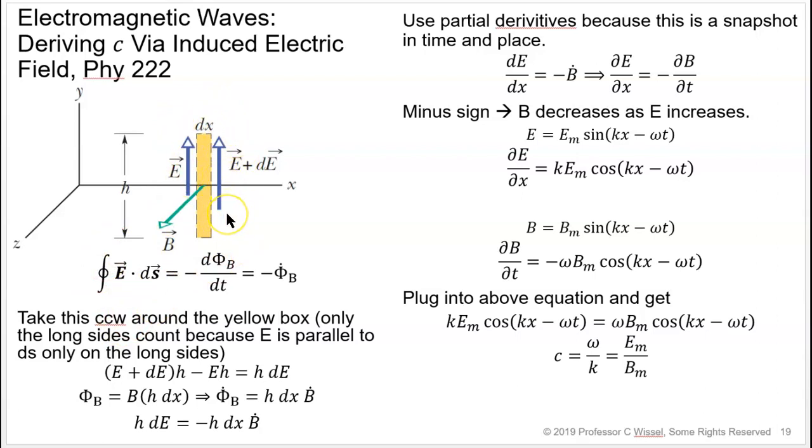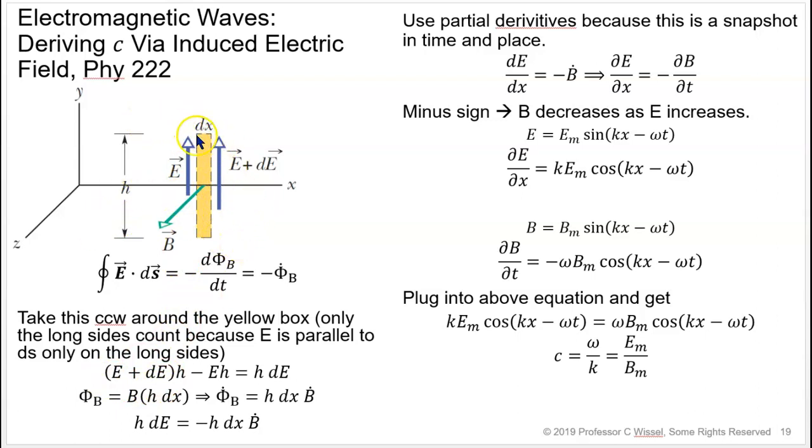Now remember, with a dot product, only the parallel sides count. So only the part where E is parallel to S counts. And of course, this is S and this is E. So only the long sides will count. So we have E plus dE, that's this side, times H, that's the S contribution.